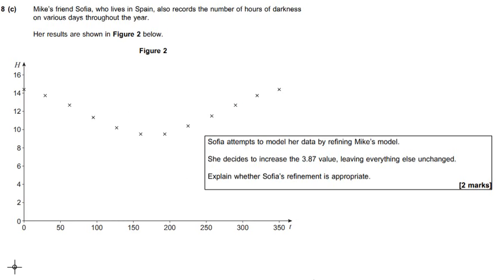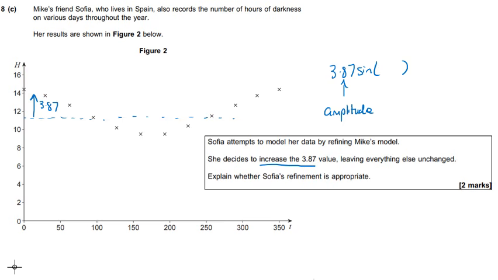Part C, Mike has a friend Sophia who lives in Spain who's also recording it, and she gets some different data because she's closer to the equator. And she tries to use Mike's model but decides to increase the 3.87 value. So the question is that 3.87, which was in front of the sine bit, what does that do? Well, this in front of sine controls the amplitude of the wave compared to some equilibrium value. Okay, so this value here is the 3.87 bit from the peak to the average value.